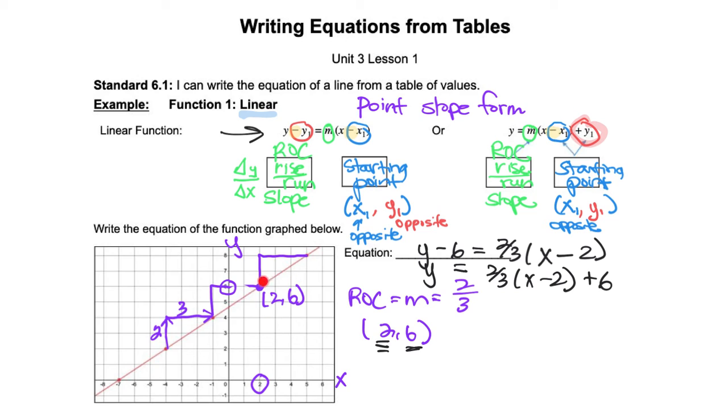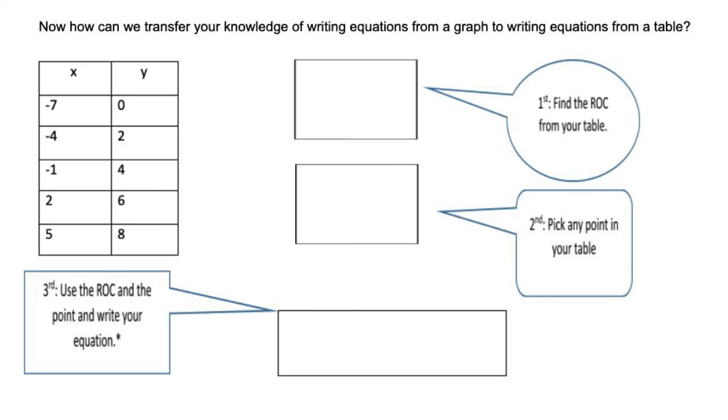This is the equation for when we pick this point, but there's infinitely many points along the line, but there's some nice points at grid marks, and we could have used any one of those points. So how can we transfer our knowledge of writing equations from a graph to writing equations from a table? And we have some steps here.